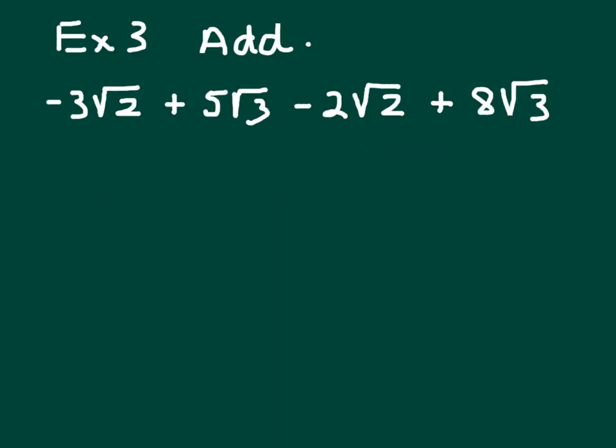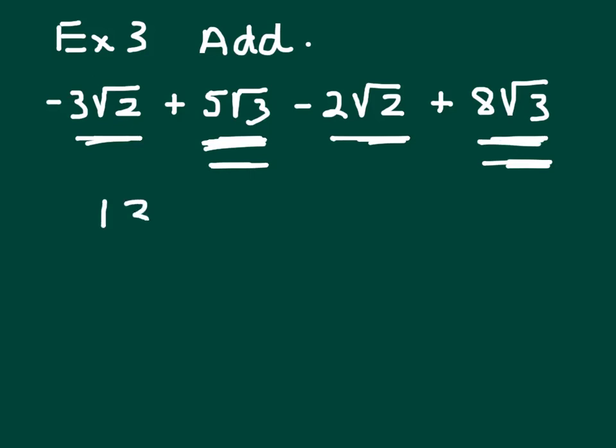Alright, in example 3, now I have 4 terms. Let's try to identify if I have any like terms. Let's see, here I have a radical 2, here I have a radical 2. So I can combine those. Here I have a radical 3, here I have a radical 3. I can combine those. Now this time I'm going to combine the 2-liners. Remember I said it doesn't make a difference what you do first. So let's see, I have 5 of the radical 3's plus 8 more, so that's 13 of the radical 3's.